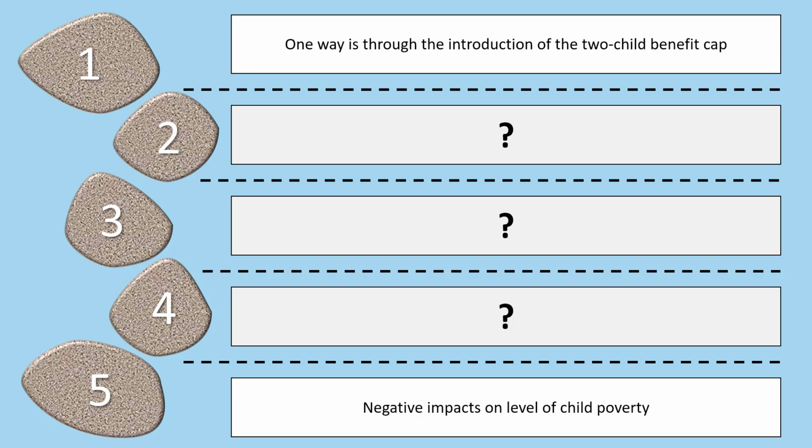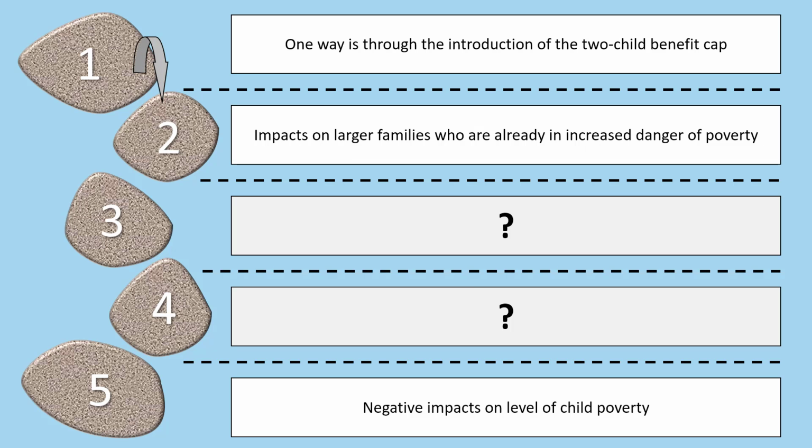But why is this the case? What we may do first of all is identify who the 2-child cap has a negative impact on. And this links into family structure and the impacts of family structure on poverty. Families with 3 or more children are more likely to be in poverty than families with 2 or less children.